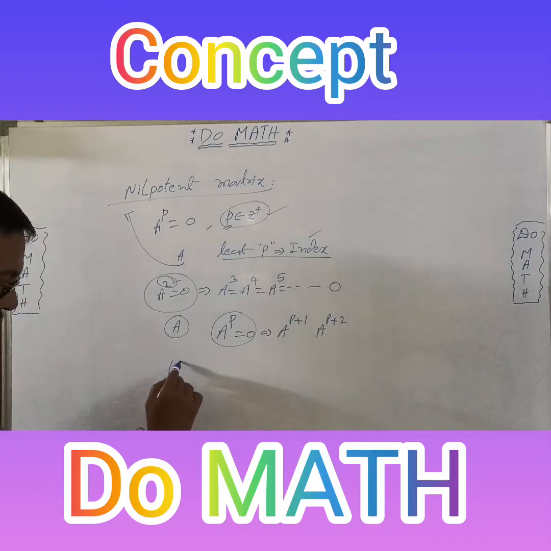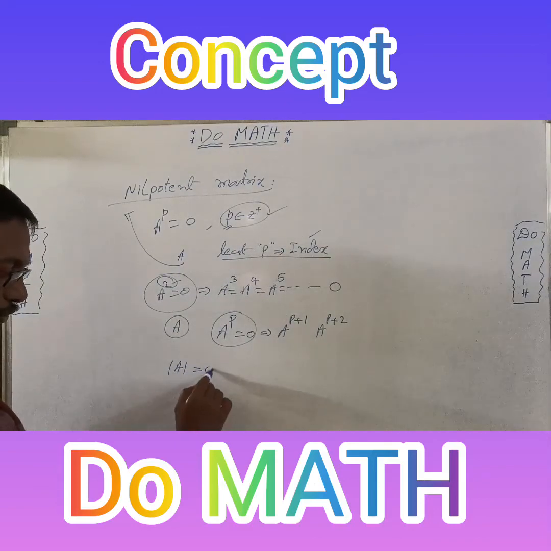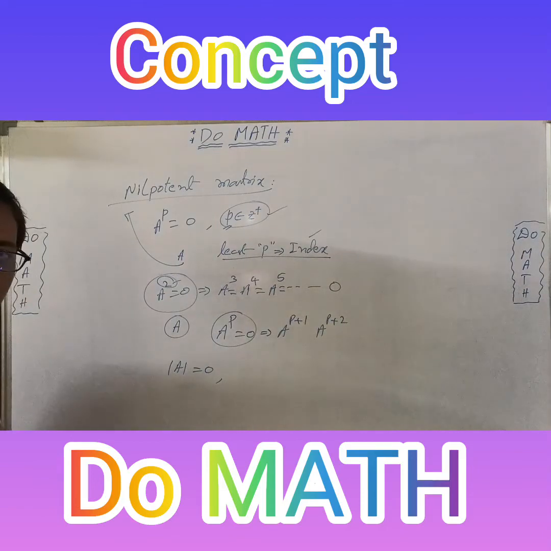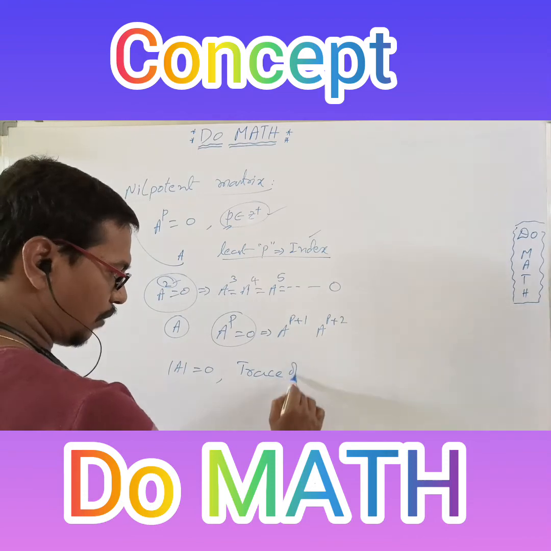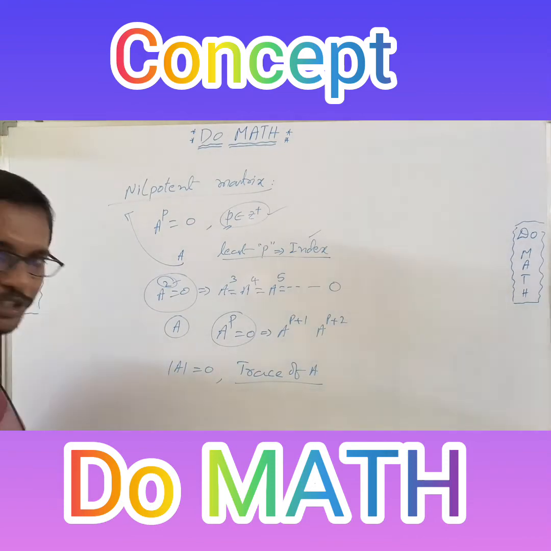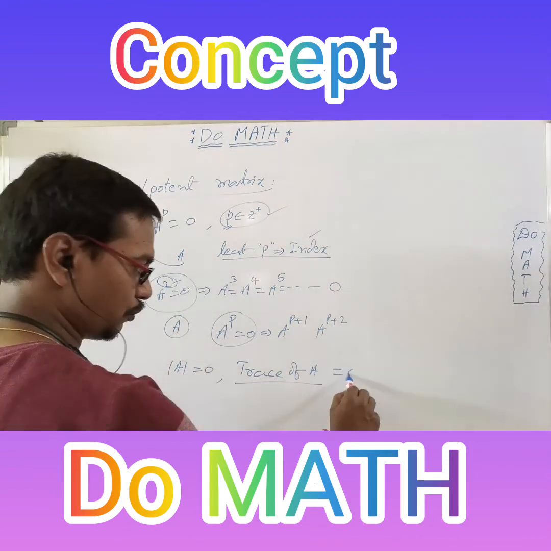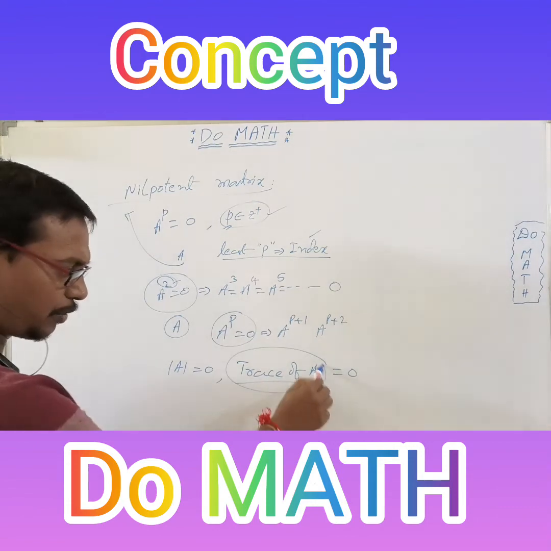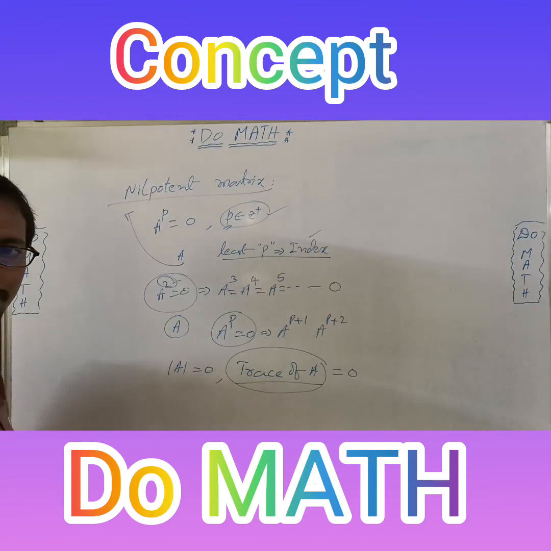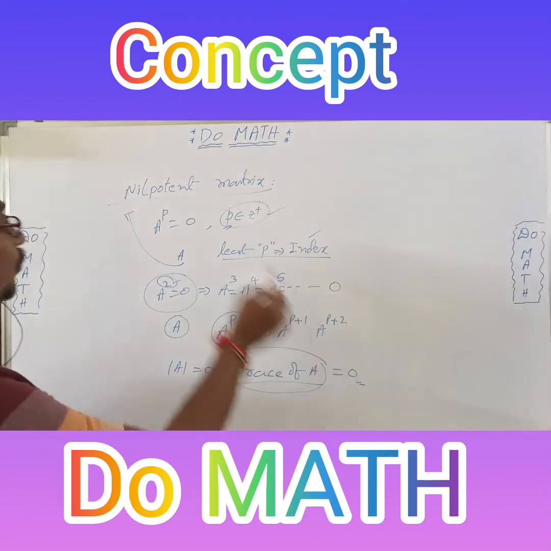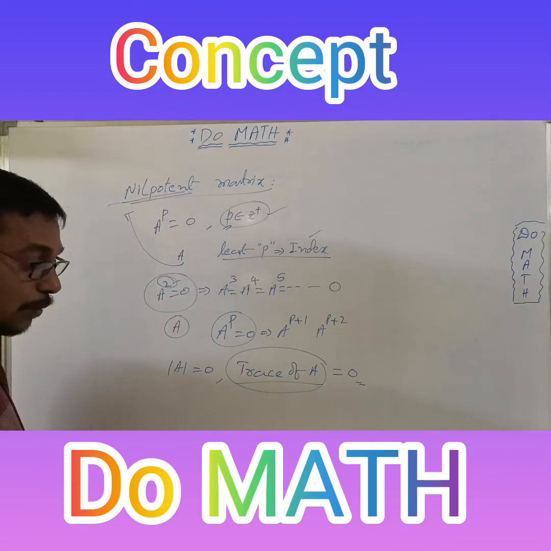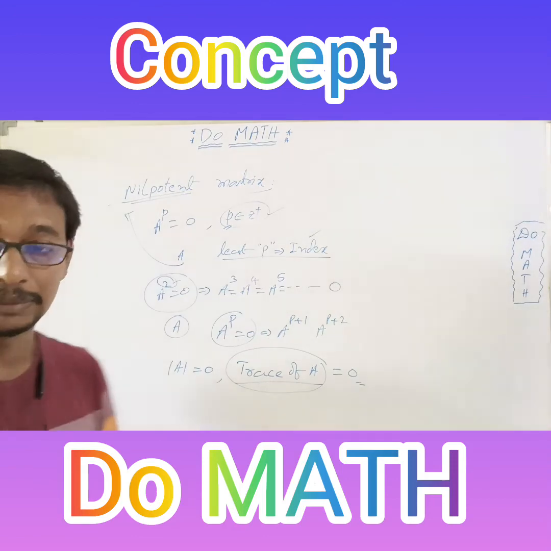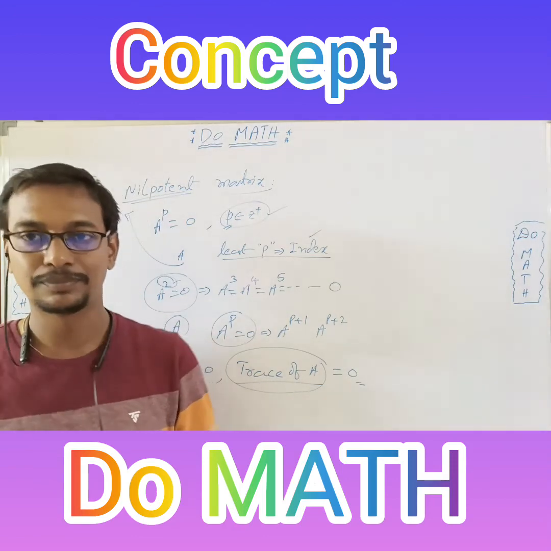And here the determinant of a nilpotent matrix is always 0. If A is nilpotent, then the determinant value is 0. And one of the properties: the trace of a nilpotent matrix is also 0. What is trace here? The sum of the principal diagonal elements of a matrix is always 0 when it is a nilpotent matrix. So this is about the nilpotent matrix. Those are some important concepts.